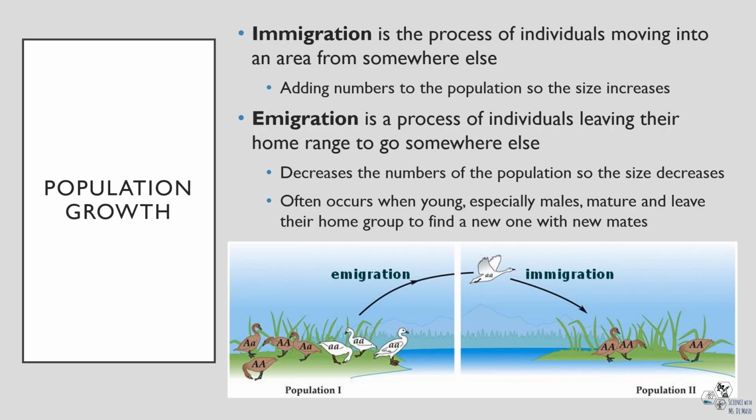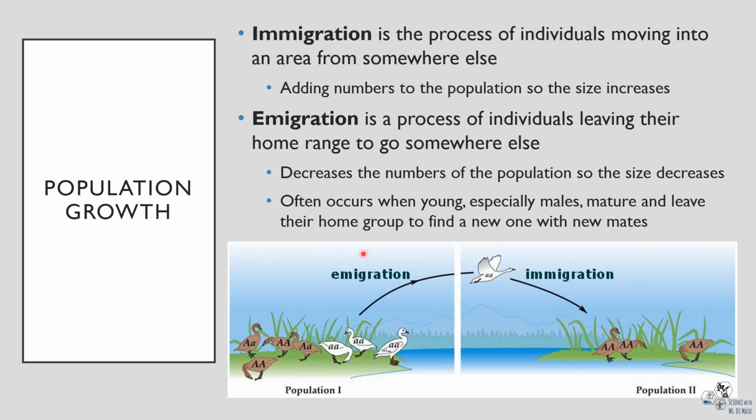Immigration is the process where individuals move into an area from somewhere else. So you're adding numbers to your population, and the size of your population will increase over time. Emigration, a lot fewer people understand this term. It's the process of leaving your home range to go to a different area. Basically, you're leaving your population and moving somewhere else. I've lived all over the country, and so when I left Virginia, I emigrated from Virginia and immigrated to California. I made the population size in Virginia go down, and the population size in California went up.